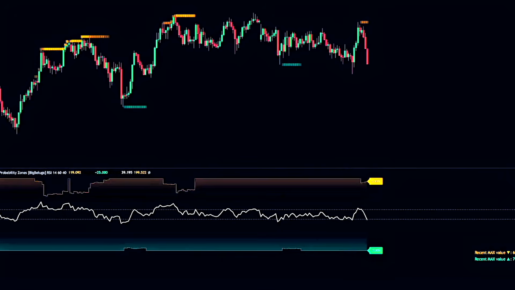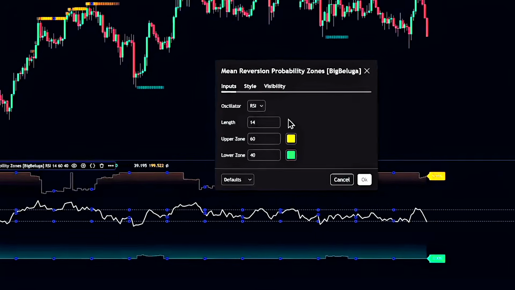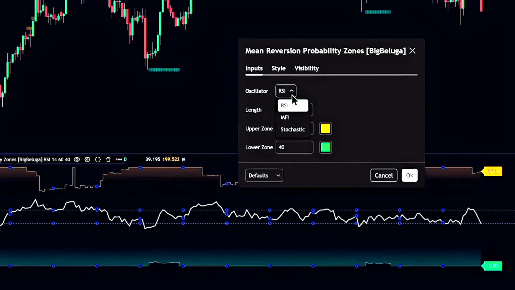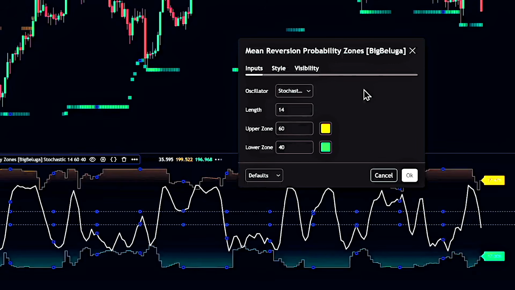Before trading with it, let's adjust the settings so the tool matches your trading speed. Start with the oscillator selection. Try RSI first. If your chart is very spiky, switch to stochastic for faster reactions. If you want volume awareness, test MFI.